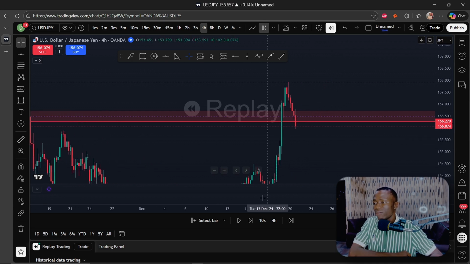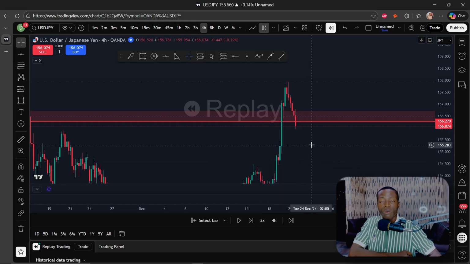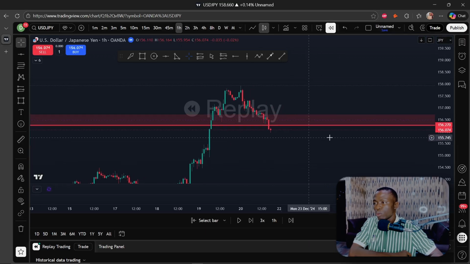So now basically we have the retest. Let me reduce the speed, and the next thing we're waiting for right now is the confirmation, and for that we drop down to the 1-hour time frame. On the 1-hour time frame, we are now looking for a confirmation. Now let's see if we get the close outside. What we need is simply a close outside the level that we just drew.